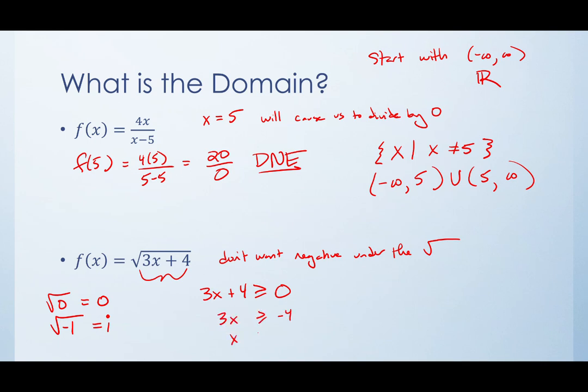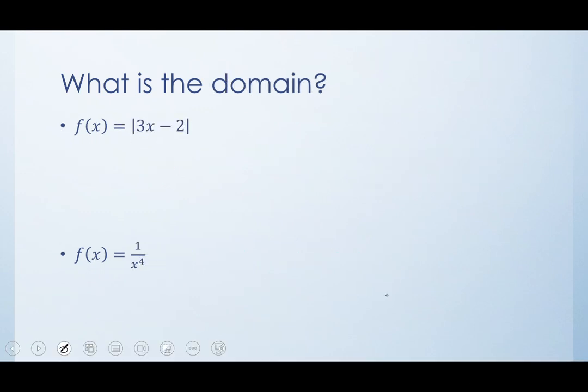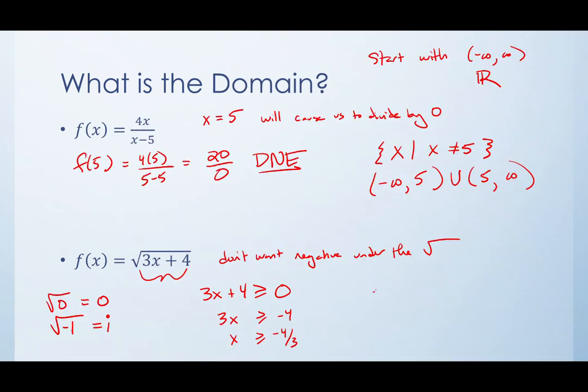So we're going to have here that x is greater than or equal to negative 4/3. So in set notation, we would have the set of x such that x is greater than or equal to negative 4/3. Or in interval notation, we would have bracket negative 4/3 to infinity. And that's a good place for a break.